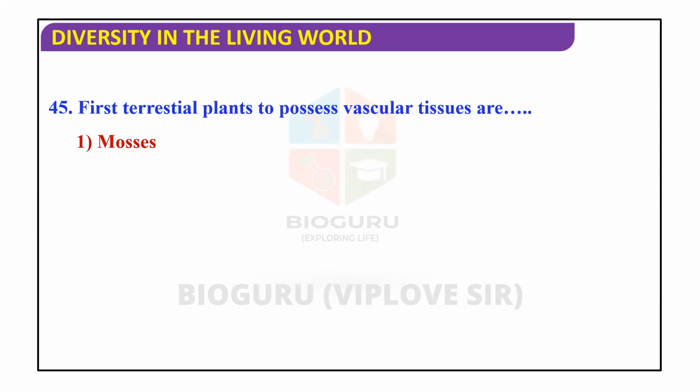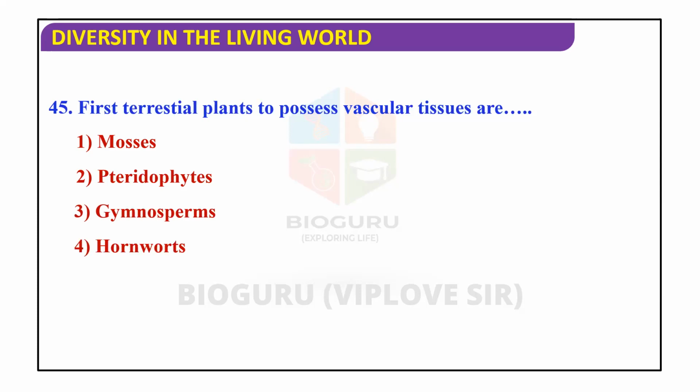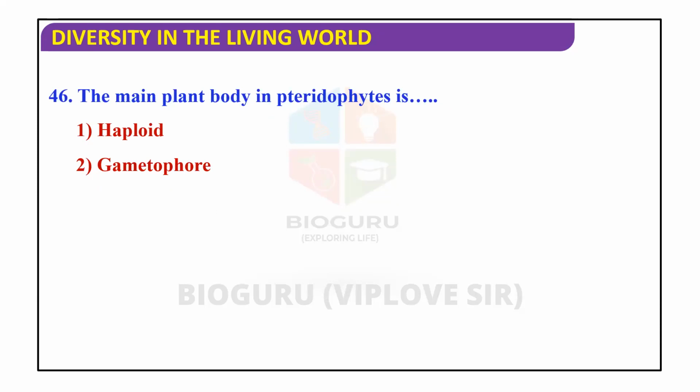First terrestrial plants to possess vascular tissues are mosses, pteridophytes, gymnosperms, hornworts. First terrestrial plants to possess vascular tissue, in which xylem and phloem developed, it is pteridophytes. The main plant body in pteridophytes is haploid gametophore, sporophyte or prothallus. Yes, the answer is sporophyte.